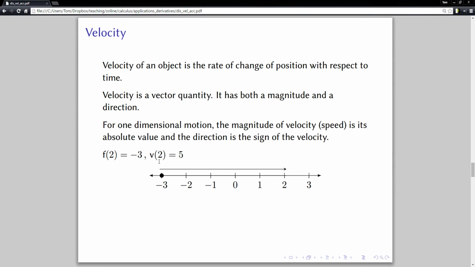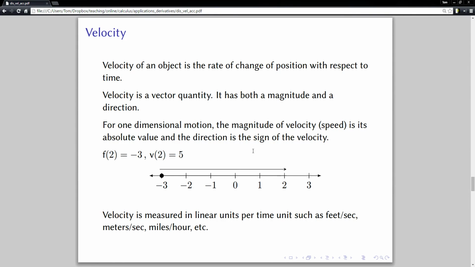But if the particle continued to go at the velocity that it's going at 2 seconds, and it didn't change, then in the next second it would go 5 feet. So it would wind up right over here. Not only that, you can see that the sign of the velocity is a positive number. So that indicates that the particle is moving in the positive direction here, not in the negative direction. Had we got a -5, then the particle would have been moving in the negative direction, to the left over here. So that's what the velocity function is going to tell us.